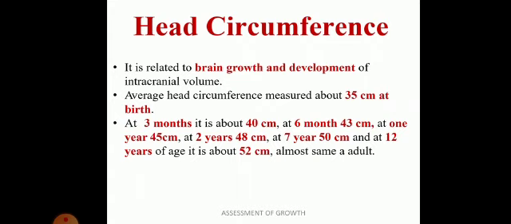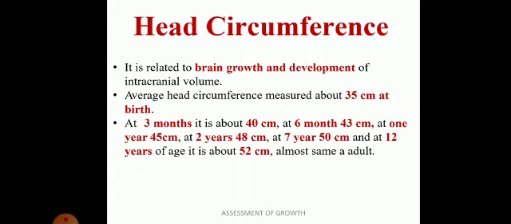So if the child is coming to you on the completion of 5 months of age, how to identify the normal value of head circumference at 5 months? It is 35 plus 2 plus 2 plus 2 for the initial 3 months, then plus 1 plus 1. Clear? So it is 35 plus 8, around 43 centimeter.